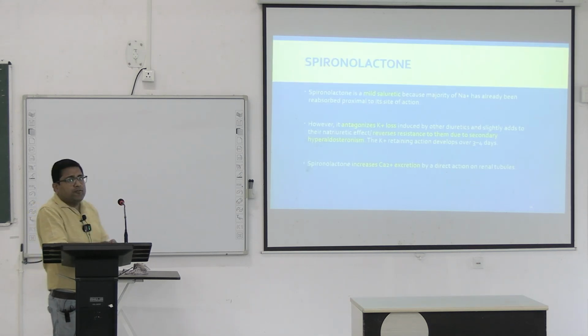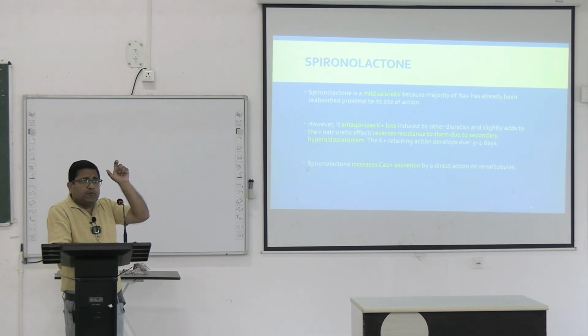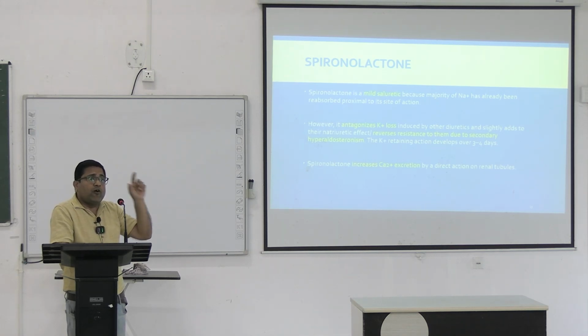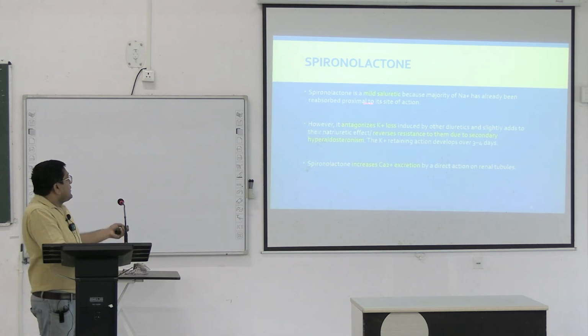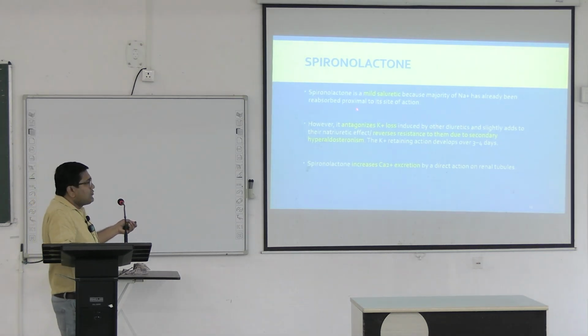Now, spironolactone is a mild saluretic diuretic because it is acting at the late distal tubule and the collecting duct, and the majority of the sodium has already been absorbed in the proximal tubule and the ascending limb of loop of Henle. So it's a mild diuretic because the majority of the sodium has already been reabsorbed proximal to the site of action.